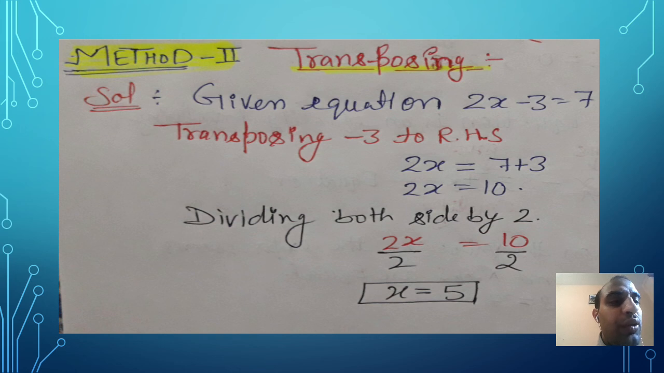That means we need to shift this minus 3 from the left hand side to the right hand side, and as you all know by rule, if it is minus 3 and we are shifting it from left to right, it becomes plus 3. Then 7 plus 3 is 10. 2x equals 10.